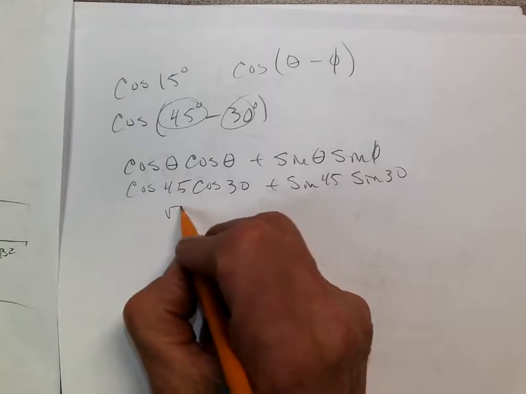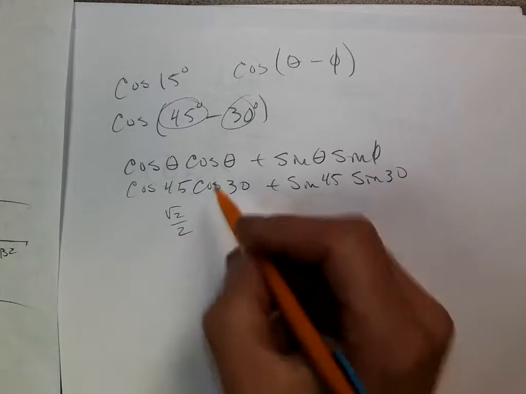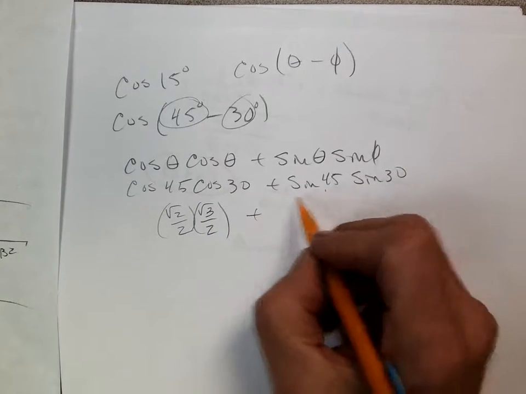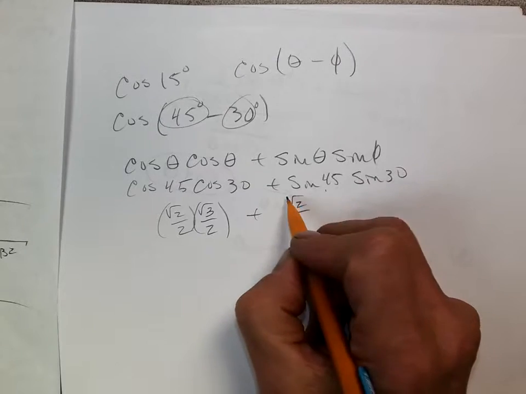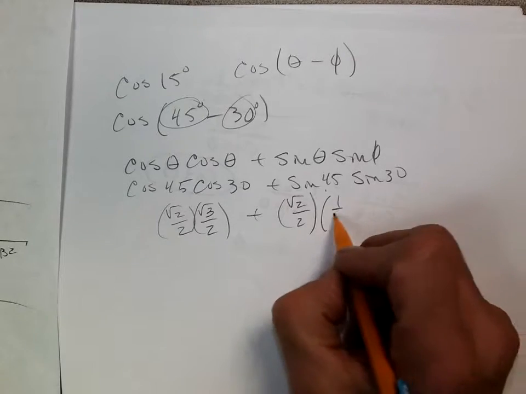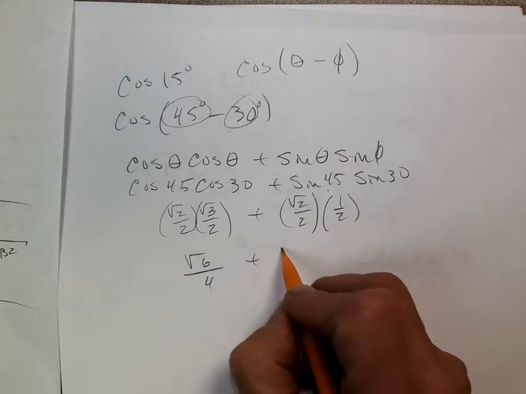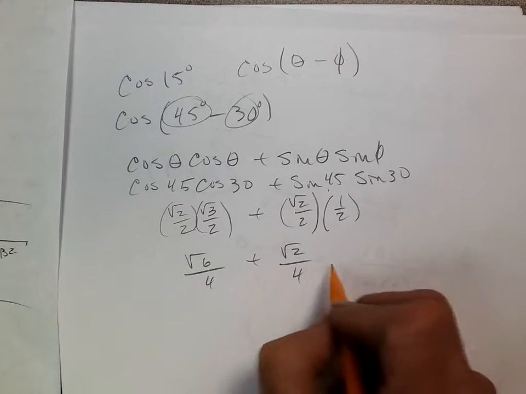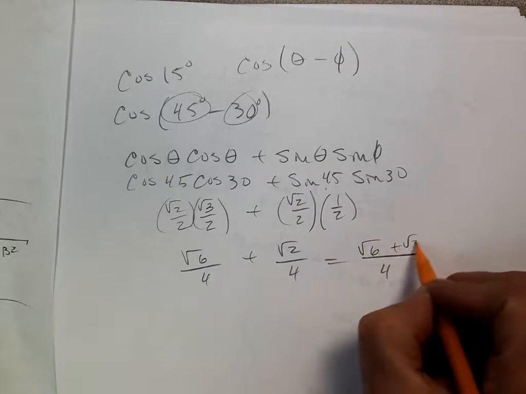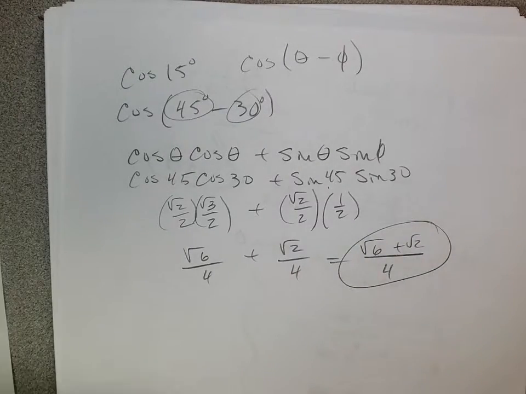Cosine of 45 is the square root of 2 over 2. Cosine of 30, which is the x value, is square root of 3 over 2. Plus sine of 45, y value, square root of 2 over 2. I just got that from the unit circle. And sine of 30, which is the y value from the unit circle, is a 1/2. Alright, simplify. Square root of 6 over 4 plus square root of 2 over 4. They have a common denominator of 4. Let's just write the 4. We'll write this as square root of 6 plus the square root of 2. We're done. Okay, that was number 4.